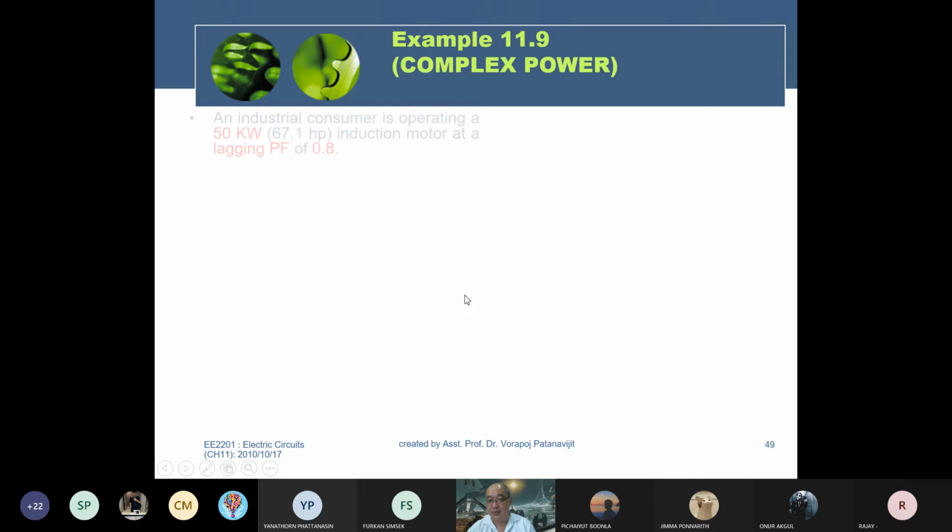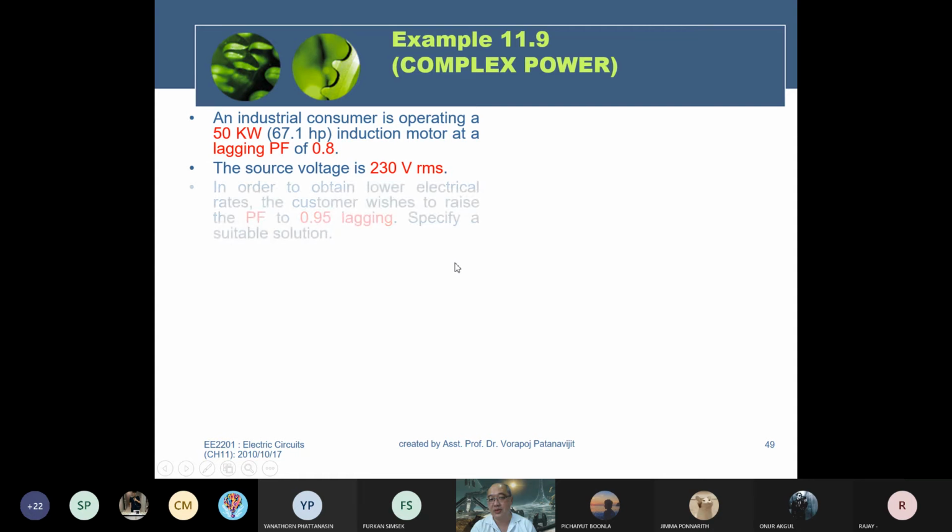Now, in order to give you more understanding, I will provide an example. An industrial consumer is operated at 50 kilowatt. When you read the problem, the unit of each power tells you what kind of power it is. Here, kilowatt means this value is the average power, or the real power. Inductive load at power factor 0.8.